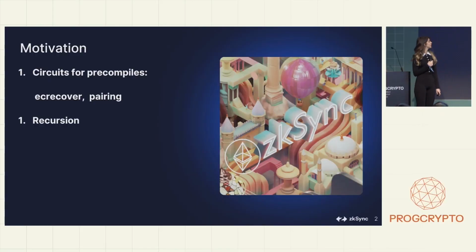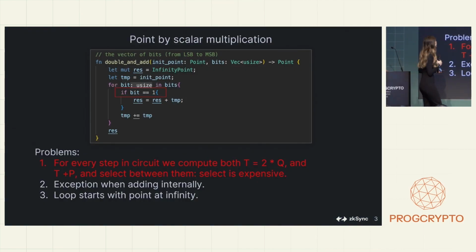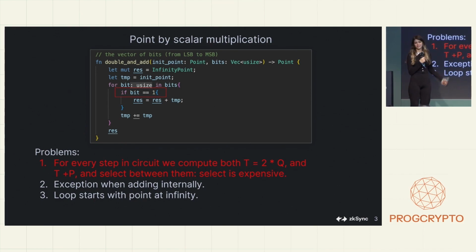Motivation: we still use elliptic curve scalar multiplication in precompiles, especially EC recovery and pairing, and we use it in recursion. It's worth saying that mostly we use multi-exponentiation, not simple multiplication. So let's start with the classical algorithm of elliptic curve scalar multiplication, which you can see on Wikipedia.